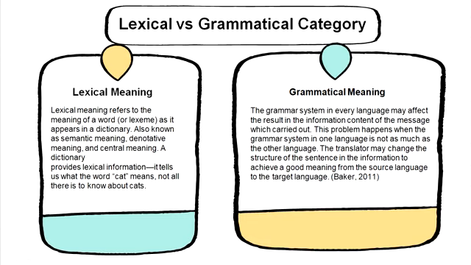And then the next is grammatical meaning. The grammar system in every language may affect the information content of the message which is carried out. This problem happens when the grammar system in one language is not as much as the other language. The translator may change the structure of the sentence in the information to achieve a good meaning from the source language to the target language.